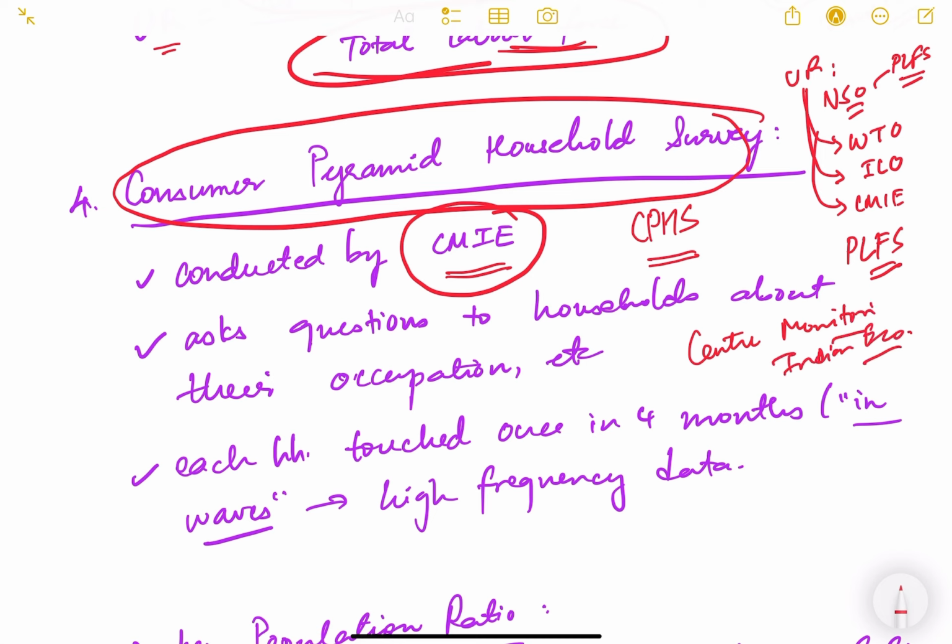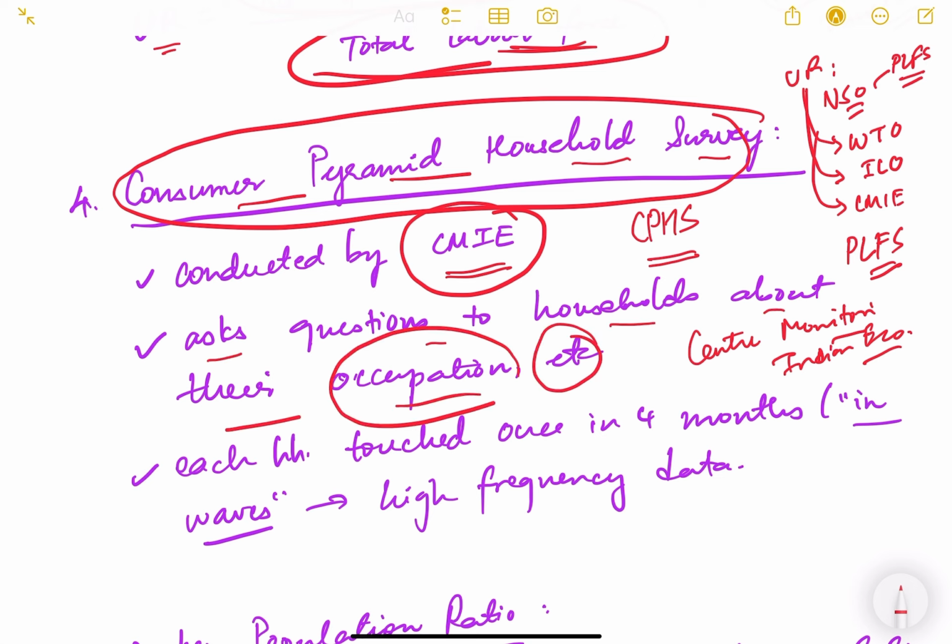So this is the private organization. They also conduct one survey which is known as the Consumer Pyramid Household Survey. It asks questions to households about their occupation, etc. So in that survey there are many questions, and out of those, one of the questions is about what you are doing, what you do, your occupation.